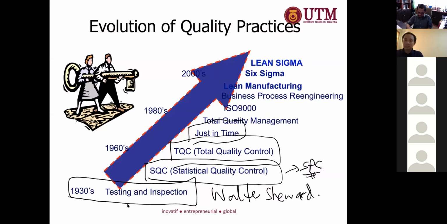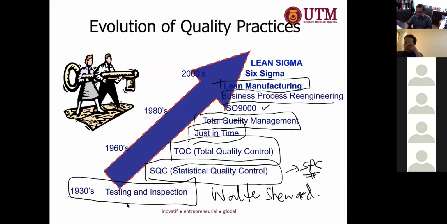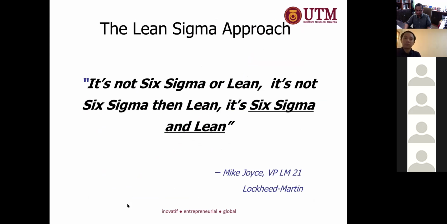So, Dr. Feigenbaum introduced total quality management. Then, in order to integrate all the standards all over the world, ISO introduced ISO 9001, business process engineering. Then, people from Toyota, they went out from Toyota, they introduced lean manufacturing, Six Sigma, then combined lean and Six Sigma. This is a kind of evolution of the quality practice.